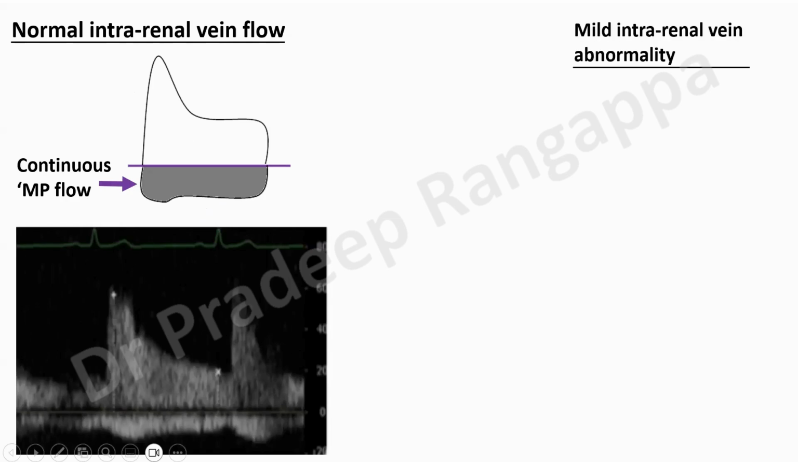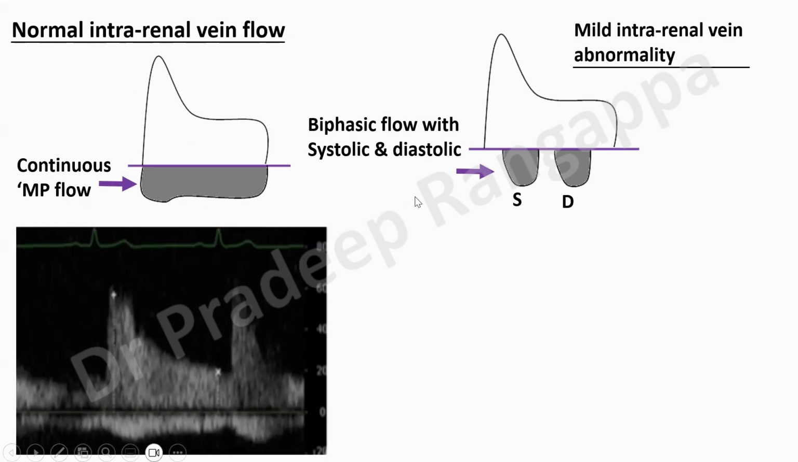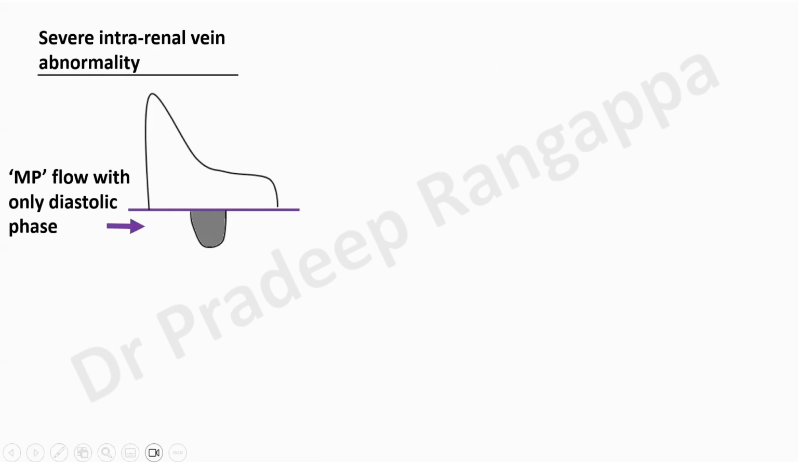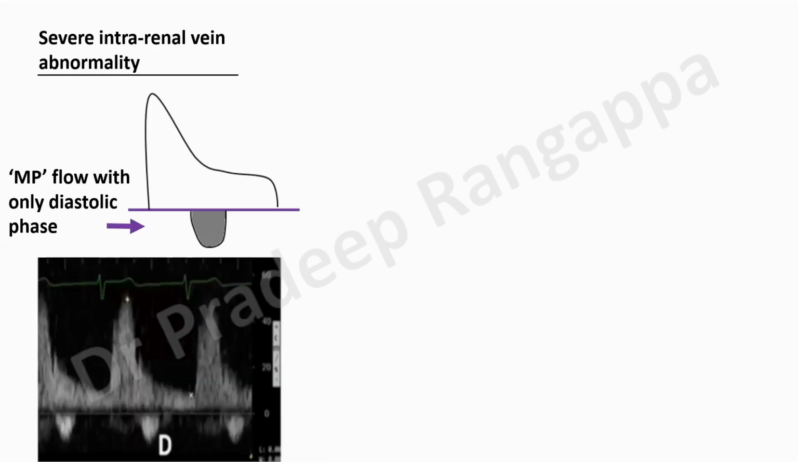If there is intrarenal venous congestion, mild congestion, you will see two waves. It becomes biphasic, with systolic and diastolic waves. So this is mild renal congestion. Where there is renal compartment congestion or renal edema, you will see systolic and diastolic waves. Otherwise, it's a monophasic flow. If it is severe renal vein abnormality, you will only see the diastolic phase. You won't see two waves, you will see only the diastolic phase. So the Doppler looks something like this.